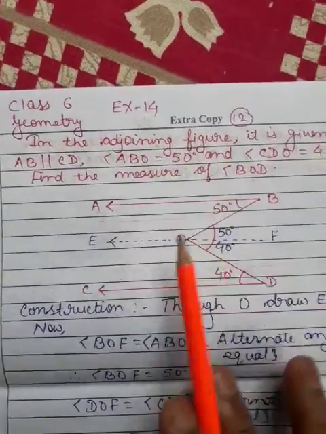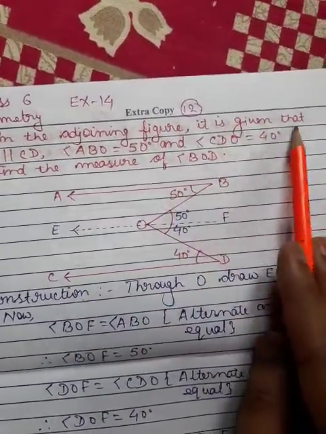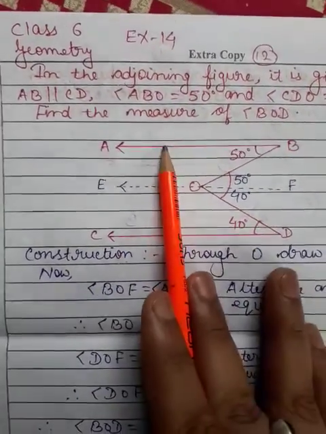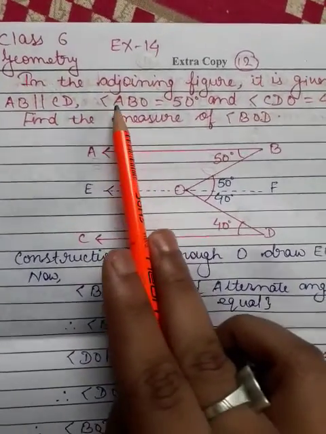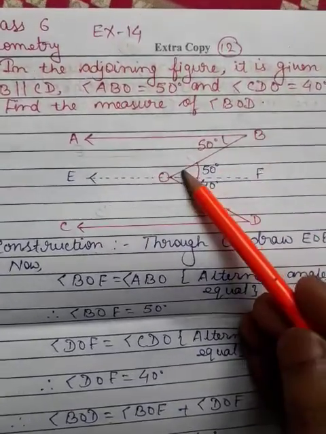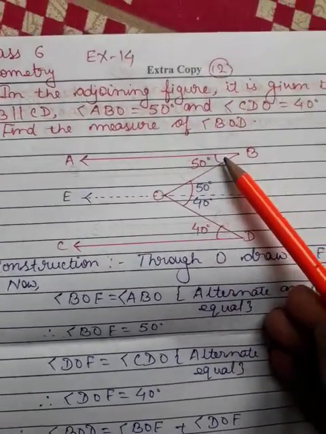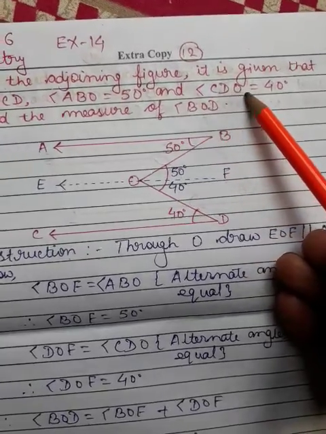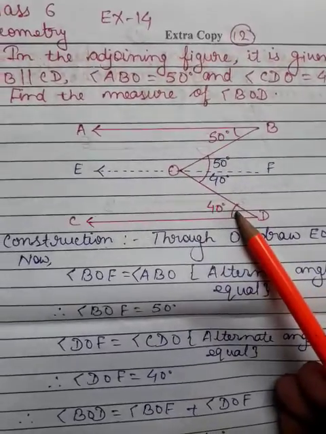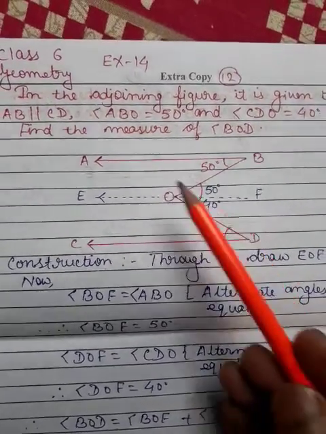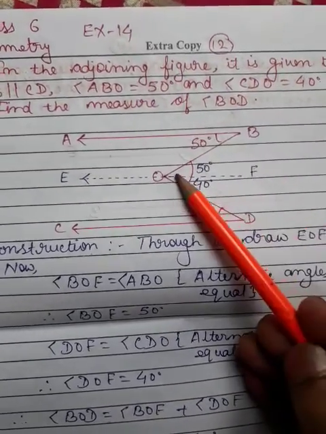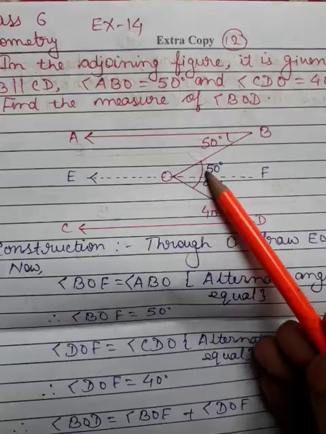In the adjoining figure, it is given that AB parallel CD. These two lines are parallel. Angle ABO equal to 50 degree, this angle is given 50 degree. And angle CDO equal to 40 degree, that means this angle is given 40 degree. Find the measure of angle BOD. That means we have to find this angle BOD.